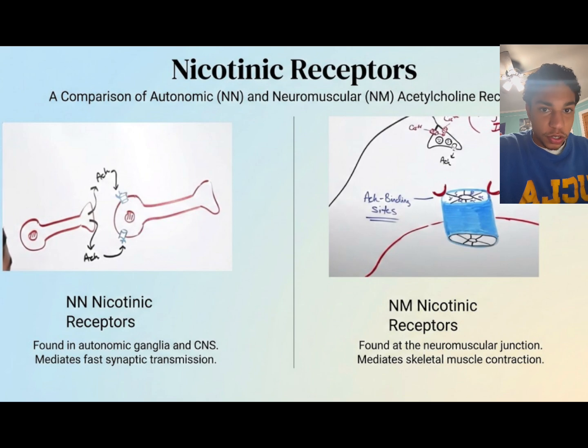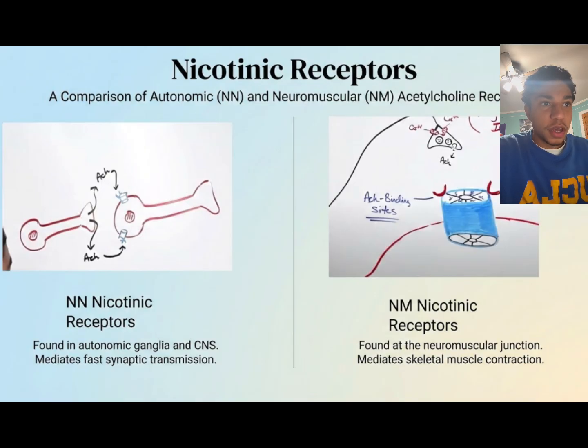At the neuromuscular junction, the NM nicotinic receptors contain two acetylcholine binding sites. When acetylcholine binds, sodium will enter the cell and produce a motor end plate potential. If threshold is reached, then voltage-gated sodium channels open and an action potential is produced within the muscle cell.